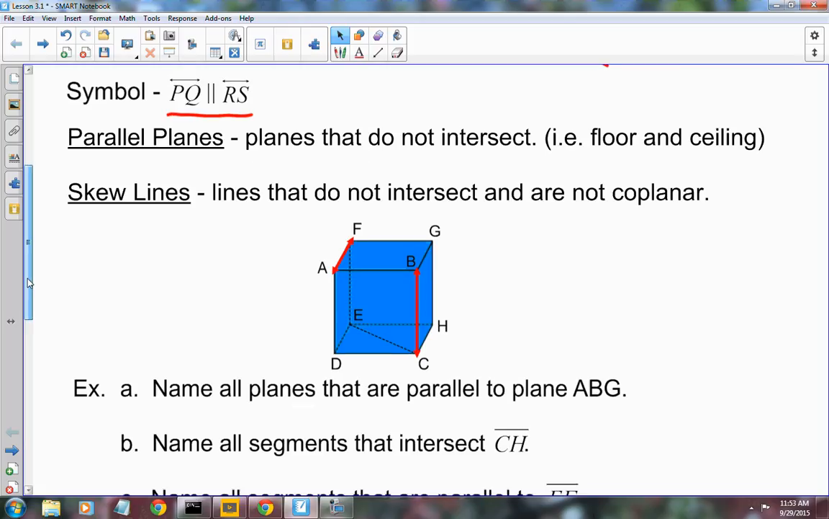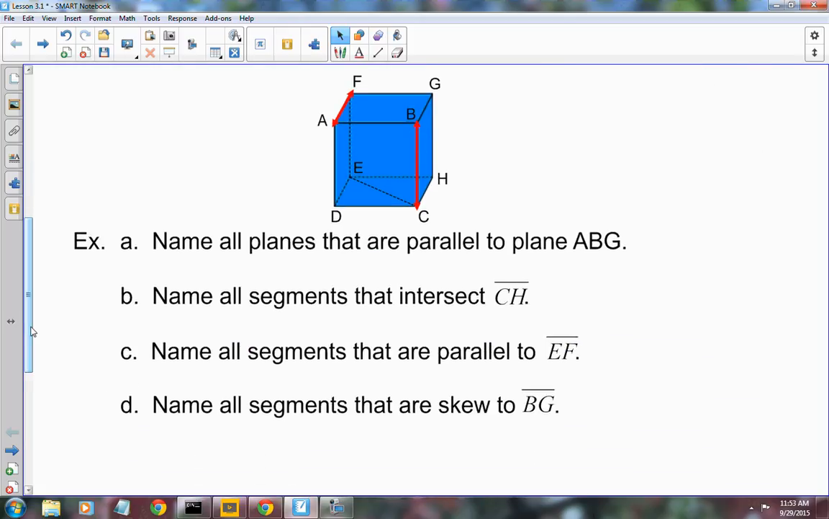Okay, so let's answer a couple of questions. It says name all planes that are parallel to plane ABG. This right here is plane ABG. Name a plane that is parallel to ABG. DCH. You can name it DCE as well. So this one right here is parallel to the one on the top. Remember, when you name a plane, you use 3 non-collinear points. All right, so let's look at the next one.